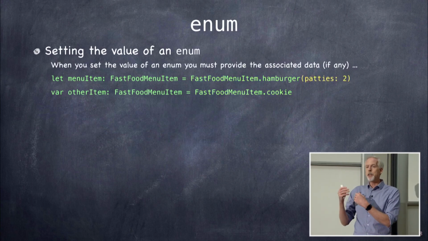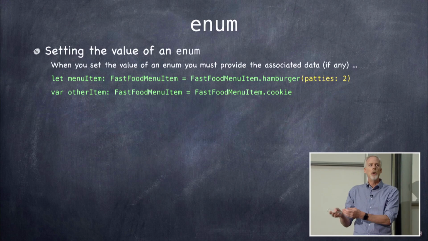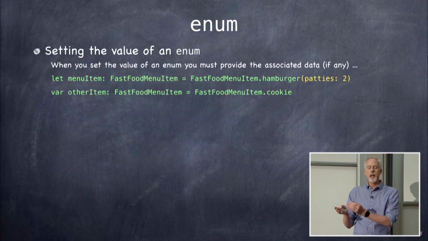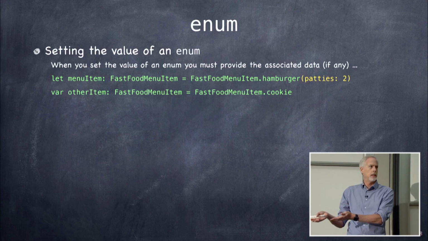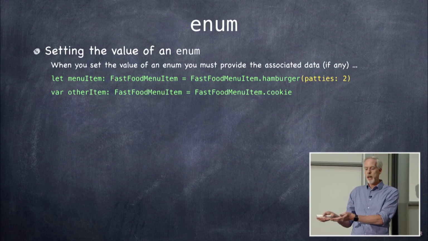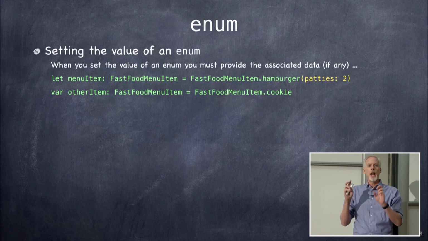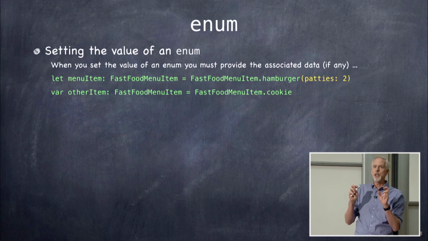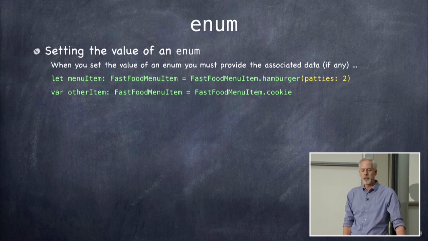And if it has associated data, I have to provide it. Okay? So the only time you can set the associated data of an enum is when you assign it. It's the only time. You can't go back later and change this to be a triple because this is fundamentally a double burger. That's what it is. If it changed, it would change into a completely different thing. All right, so you don't change the patties.